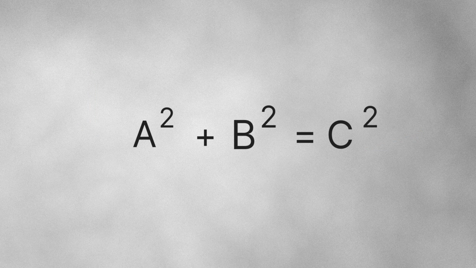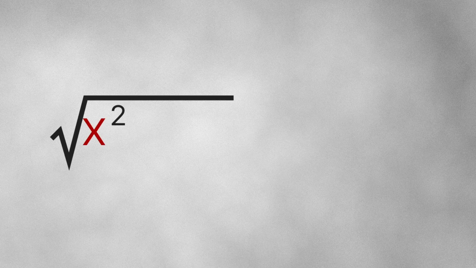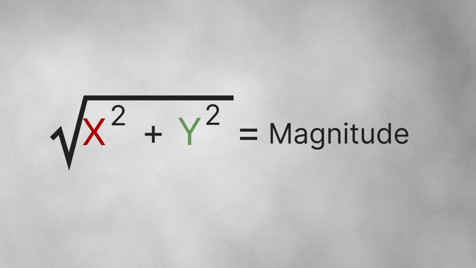What do you get? A right angle triangle, of course. So by using the Pythagorean theorem, a squared plus b squared equals c squared, we can conclude the square root of x squared plus y squared will result in the distance between the objects, or the magnitude of the vector between the two position vectors of the objects.